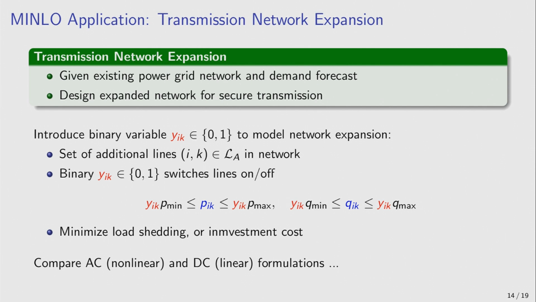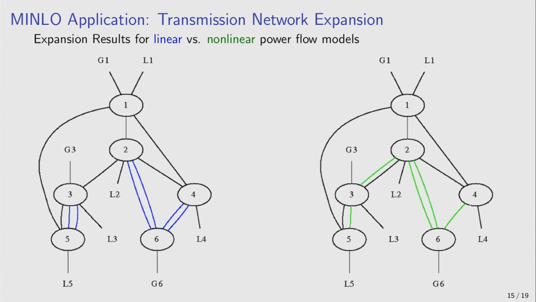Or maybe the cost of building these lines. And what we're going to do is compare a nonlinear AC model and a linear DC formulation. So we can run these two models, and what you get on a very simple network, a very trivial network here where we allowed ourselves to build additional lines, is the linear network expansion here and the nonlinear network expansion over there on the right.